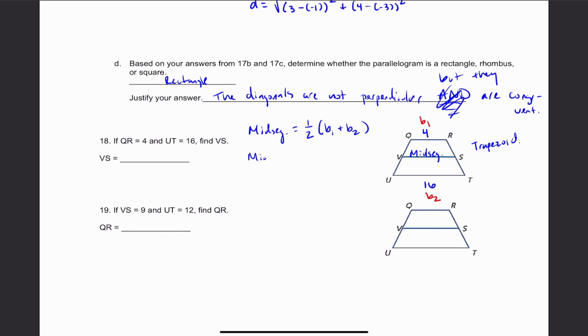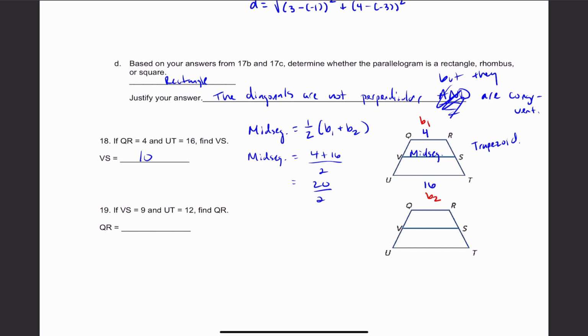So calculating, it's 4 plus 16 divided by 2. So that's 20 divided by 2. VS is 10. Number 19, this is the mid-segment, right? This is the mid-segment.